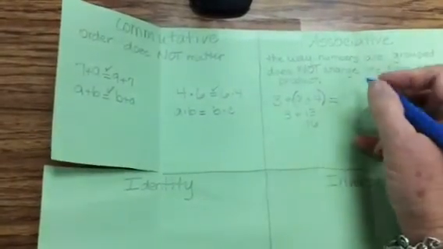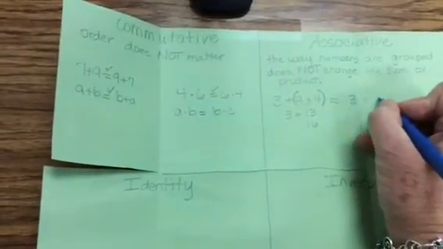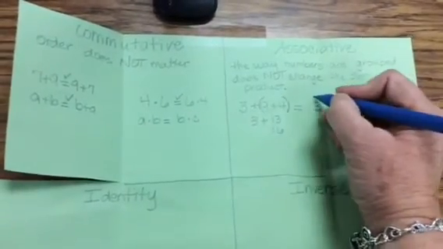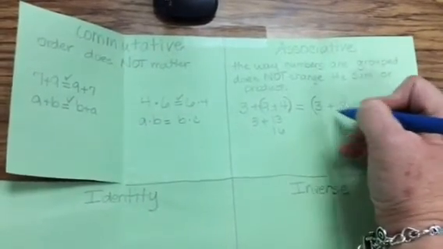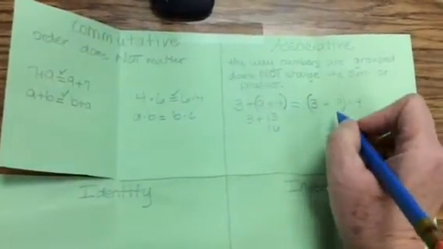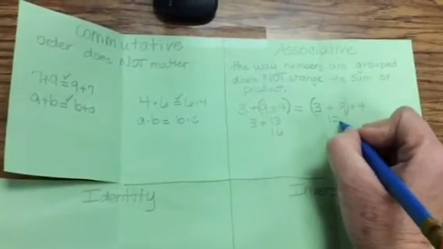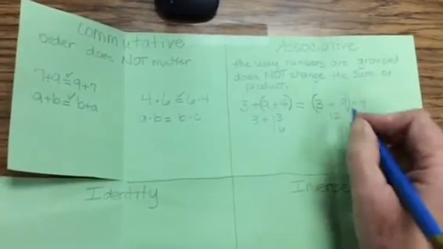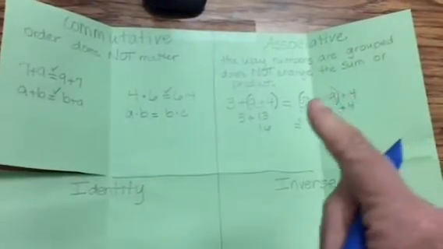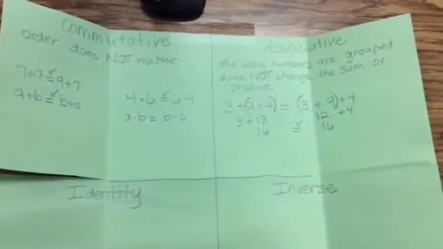Okay, what if I group it a different way? Let's see if it's equal. So I have the same numbers in the same order, but instead of these guys hanging out, I'm going to associate or group these first two terms. Okay, so order of operations says do parentheses first. 3 plus 9 is 12. I'm bringing down the rest of my equation. 12 plus 4 is 16. Are they the same? Yes, they are. Okay, so we have just proven the associative property of addition.